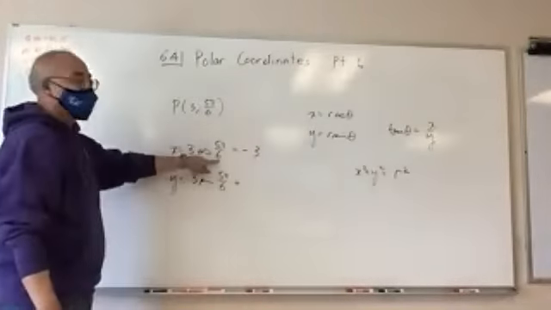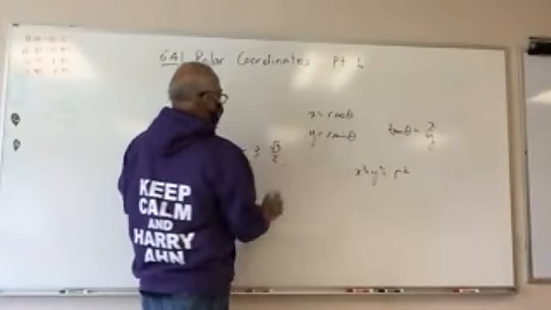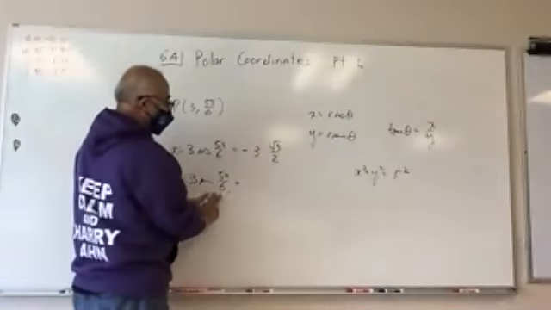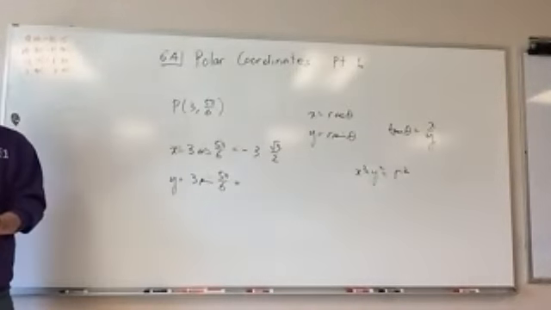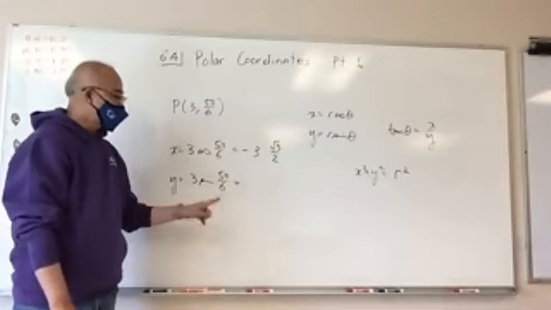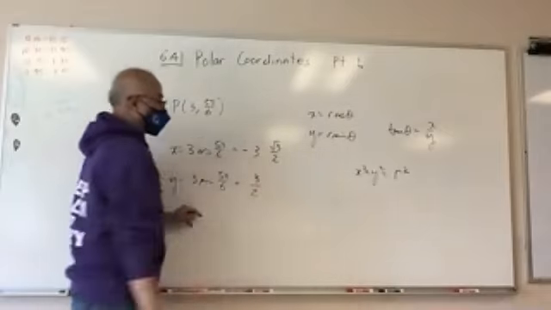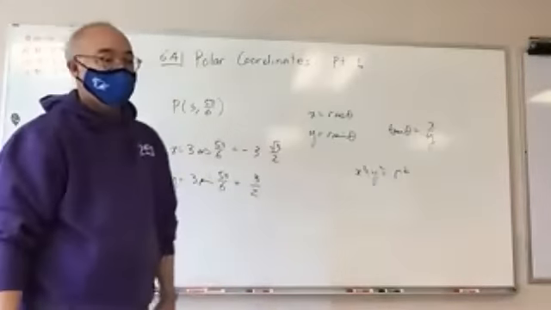So x is negative 3 times root 3 over 2. This guy here is going to be sine. Sine is positive in which quadrants? 1 and 2. And this is the second quadrant, so it's going to be positive. Okay, so that's your answer right there.